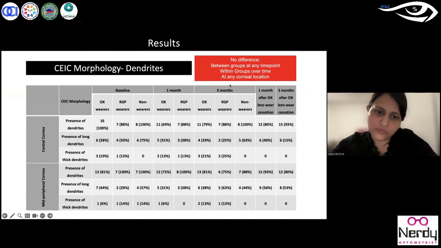This was a little surprising for us because we did find changes in morphology in soft contact lens wear within 2 hours. So that was expected. Maybe these changes had happened earlier and we were not able to detect them because we only examined these participants after 1 month of lens wear.